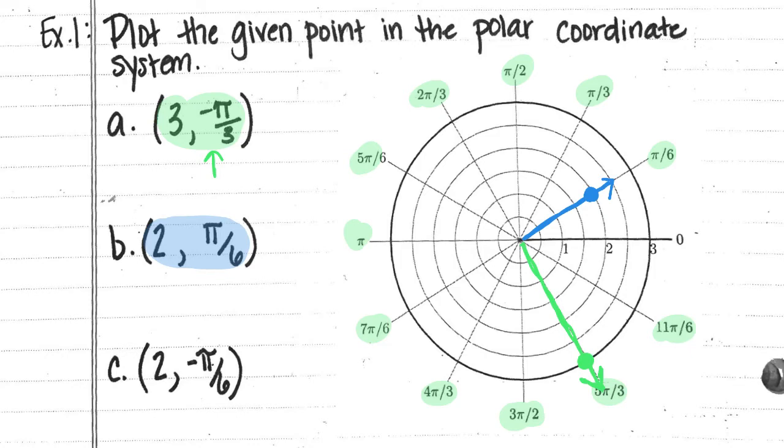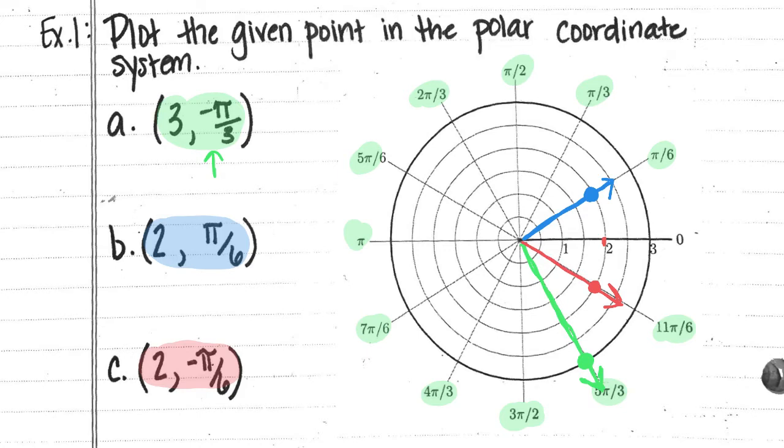And the last one, we're going to look at 2 negative pi over 6. Again, we're going backwards down the unit circle. So I'm going to look at this 2. I'm going to go pi over 6. I'm going to draw an arrow, and that is 2 negative pi over 6.